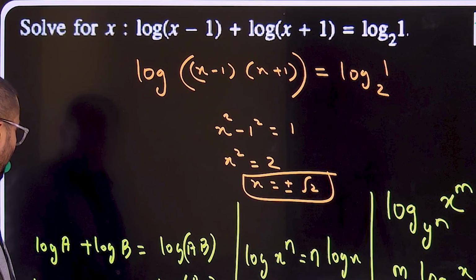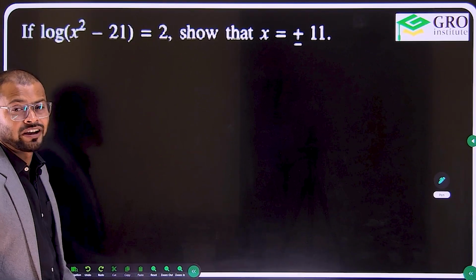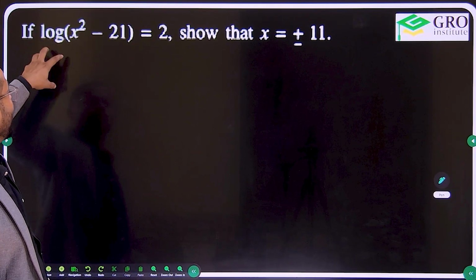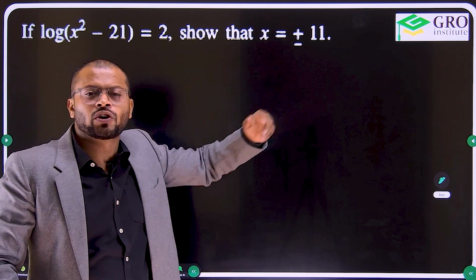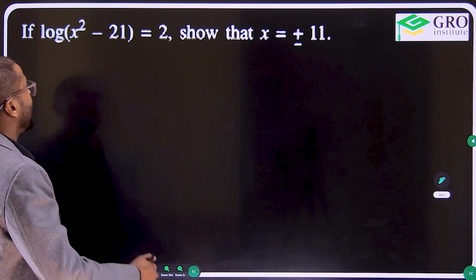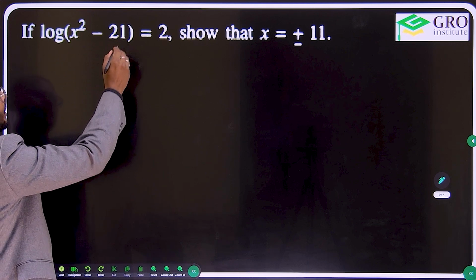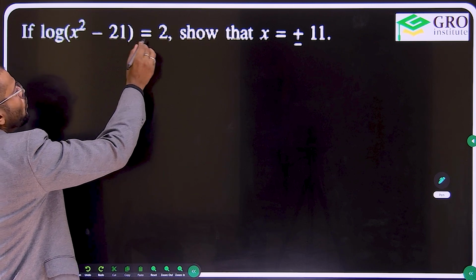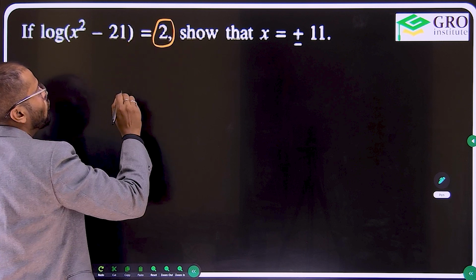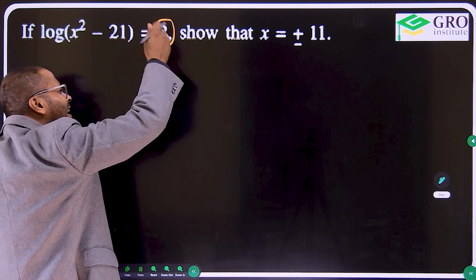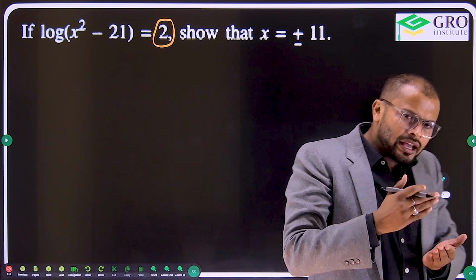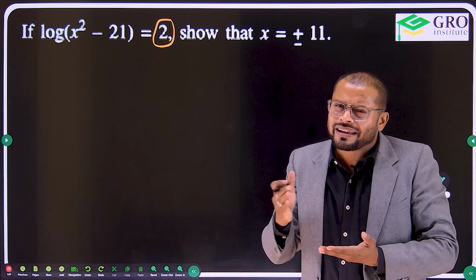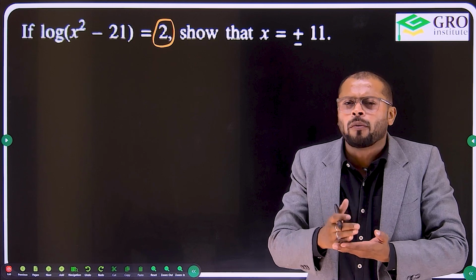Now moving to our next question. Now this is a very important question where you are asked to find out the value of x, and we have to prove in fact that x is equal to plus minus 11. Now what we have to do is log of x square minus 21. So you are missing a log over here. Now let us write something in form of log so that 2 can be converted. Can you tell me how 2 can be written in form of log?